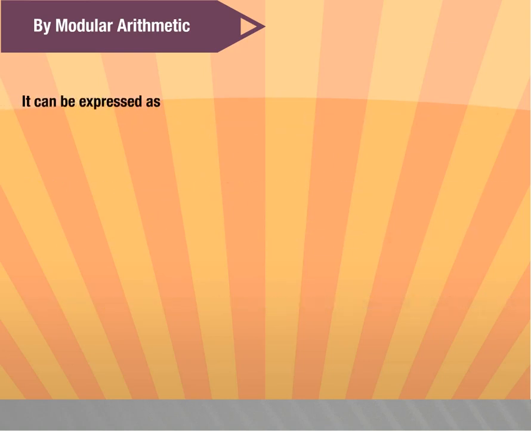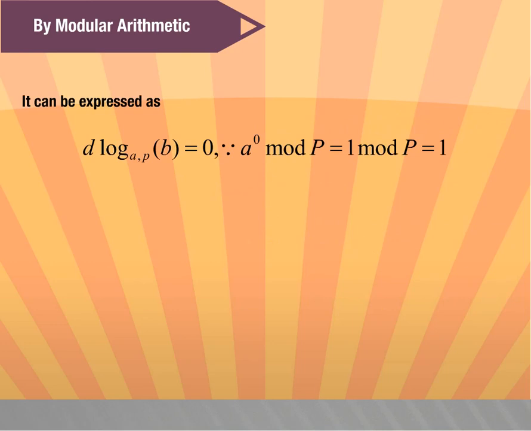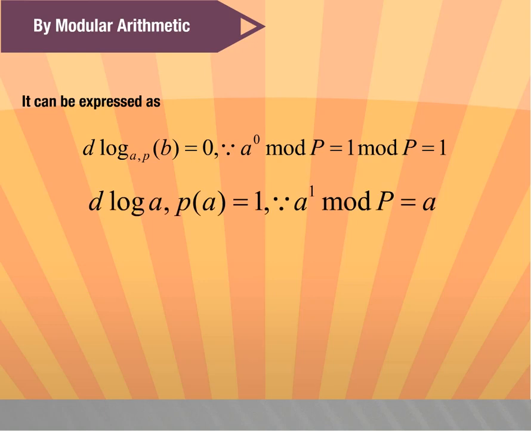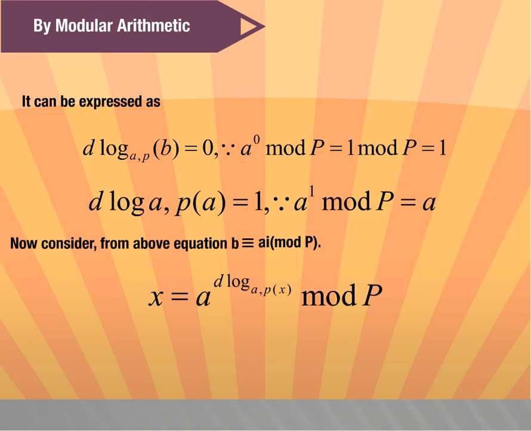It can be expressed as dlog base a, p of 1 is equal to 0, because a^0 mod p is equal to 1 mod p, which is equal to 1. dlog to the base a, p of a is equal to 1 because a^1 mod p is equal to a. Now consider from the above equation b congruent to a^i mod p. x is equal to a power dlog base a, p of x mod p. y is equal to a power dlog to the base a, p of y mod p.